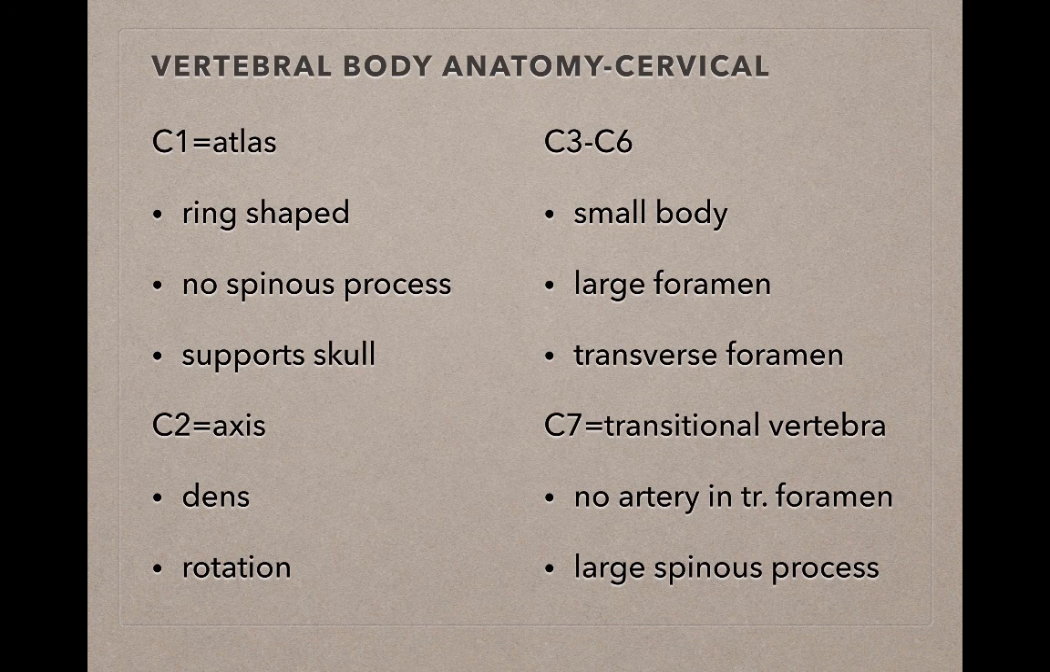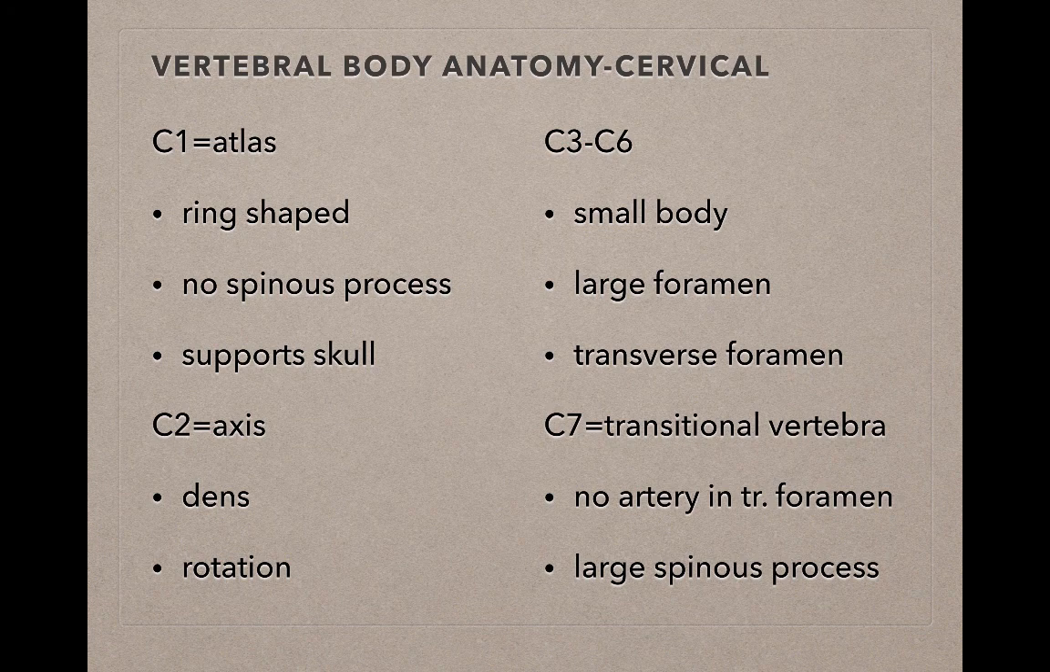C3 through 6 have small bodies and much larger vertebral foramen. The transverse processes have a small hole through them. This is called the transverse foramen, and this is where the vertebral artery travels on its way up to the brain.